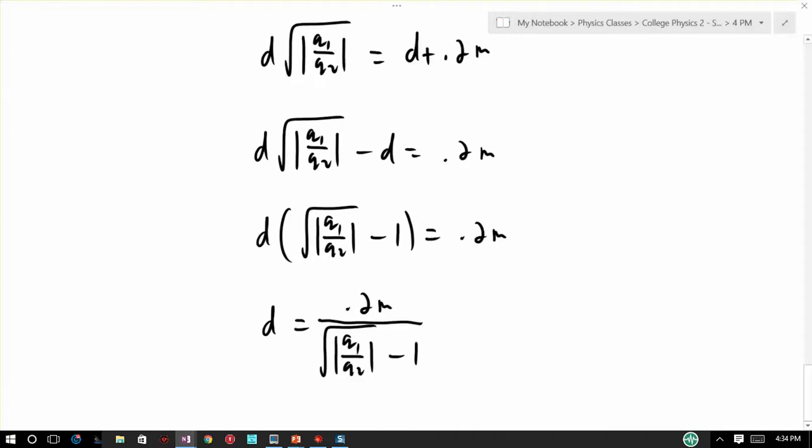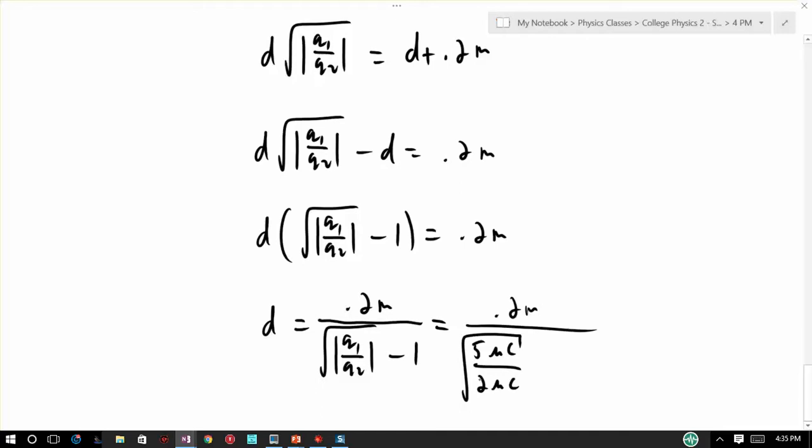Normally you put in the charges in microcoulombs, so you normally convert to coulombs, which you write as times 10 to the minus 6. Let's see what happens when you don't convert to coulombs. You leave it in microcoulombs. So you get 0.2 meters, and then the absolute value of Q1 divided by Q2. So it's 5 microcoulombs divided by 2 microcoulombs, square root.